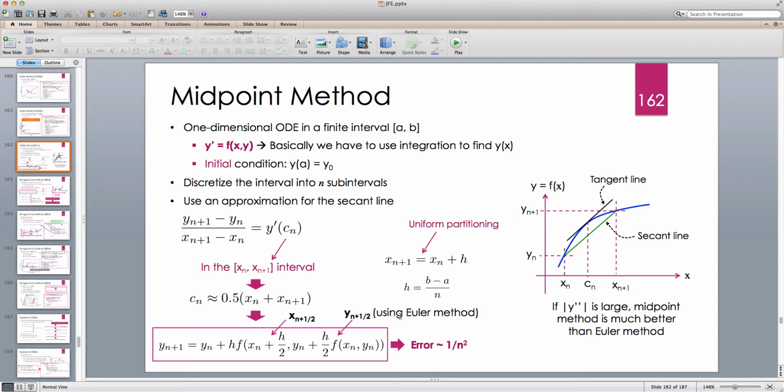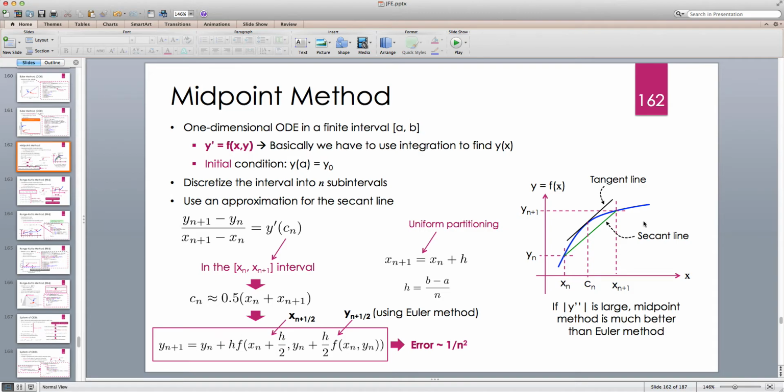But what I can do is approximate yn plus 1/2 using the simple Euler method. So yn plus 1/2 is yn plus the length of the subinterval, which is now h over 2, times the slope of the tangent line at xn, which is f of xn and yn, which I already know, right? So this is how we do the midpoint method.